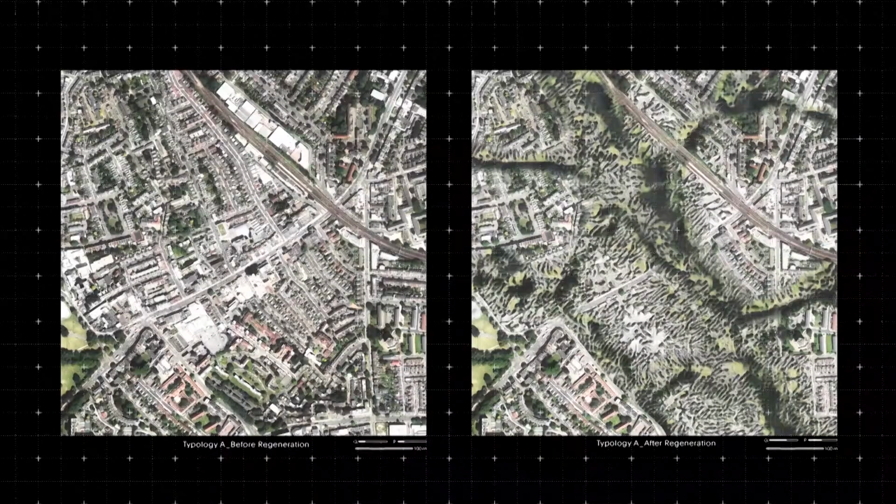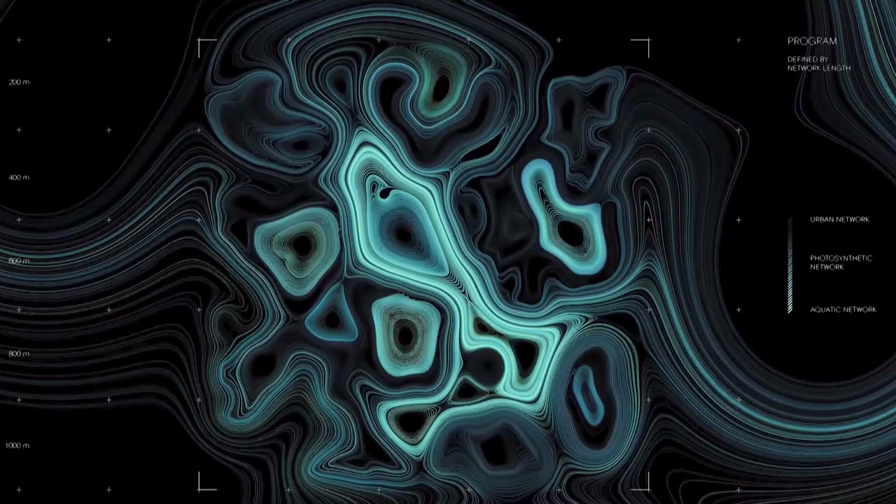By analyzing typology A's regeneration, a non-human threshold is assigned to brightness on a reference image. This data is converted into key areas, which will serve as the basis for network development. An algorithm then creates a set of networks and assigned programs corresponding to their length.